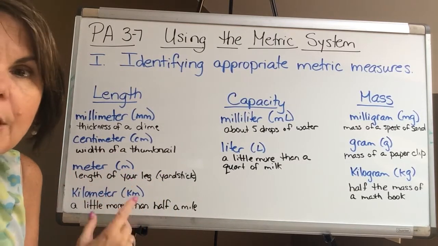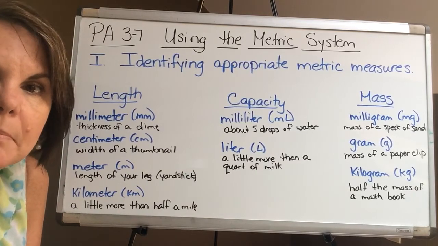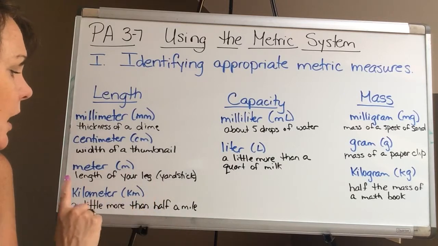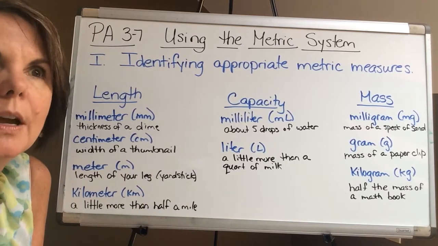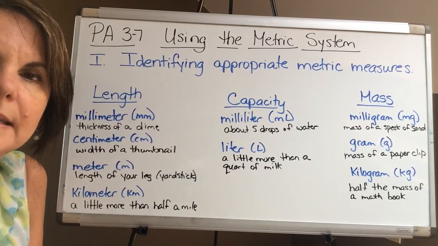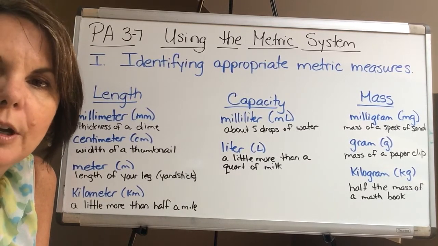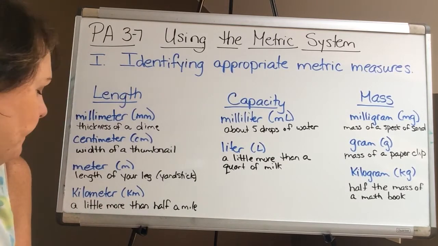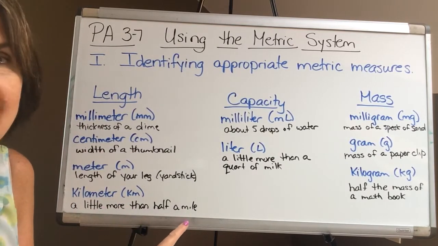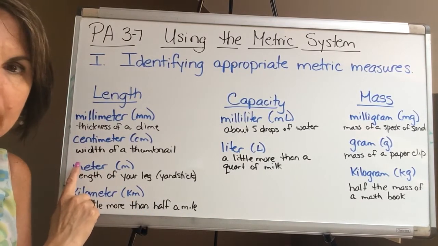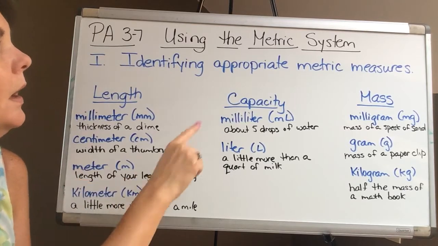A meter, well, we know what a yardstick is. A meter is 1.1 yards. So you can think of a yardstick or the length of your leg. Another example is, you know where the door handle is on the door, from that down to the floor would be about a yard. And a kilometer, km, that's a little more than half a mile. All right, and the basic unit here is the meter.